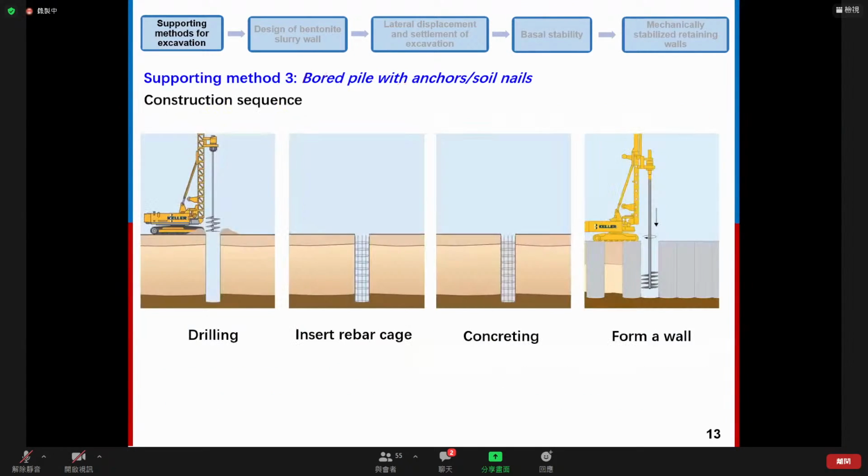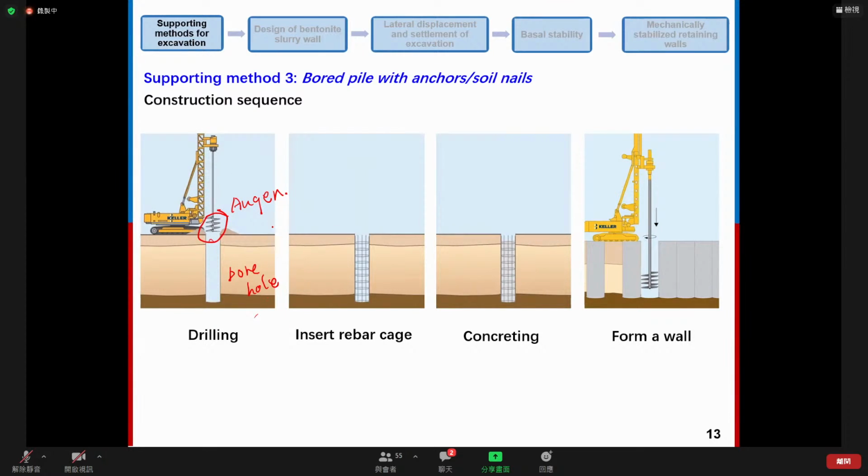Okay. This slide shows the construction sequence of bored pile. So first of all, a borehole is formed by using this kind of equipment. It's called auger. Okay, so this is a borehole, this one.